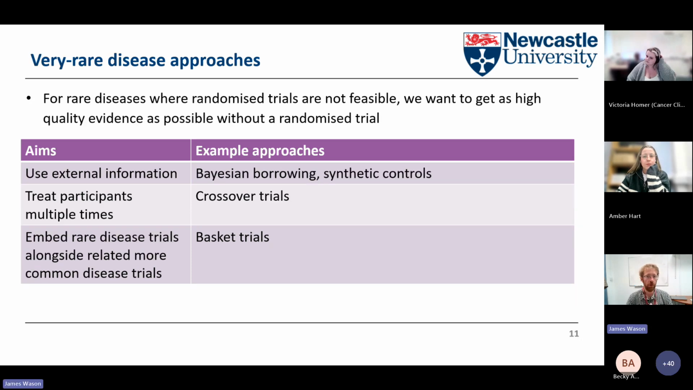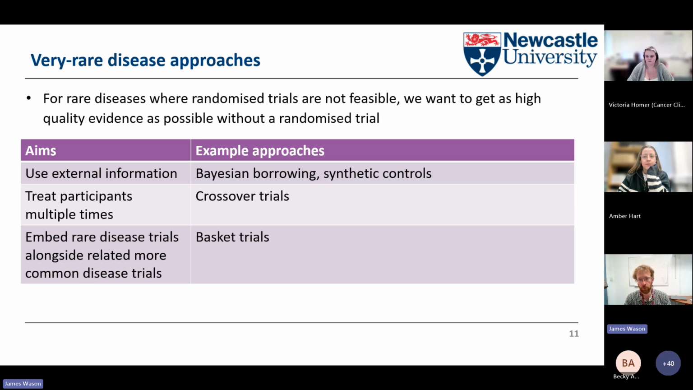Then if we turn to very rare disease situations, it is no longer possible to do randomized parallel group trials. We want to consider alternatives. So one is when we have external information that we can use. There are approaches like Bayesian borrowing and synthetic control approaches that we can deploy to get as good quality evidence as we can without a randomized controlled trial.